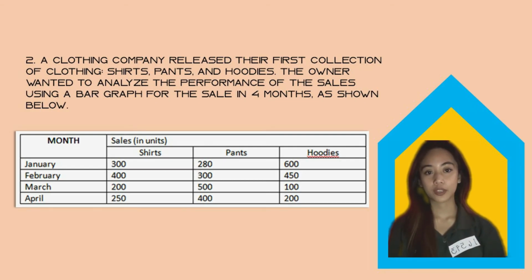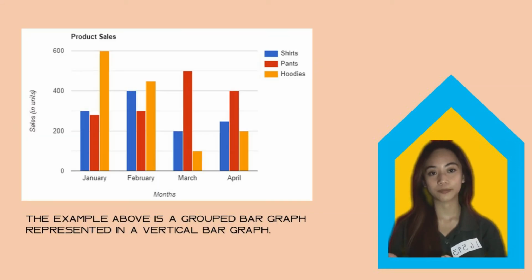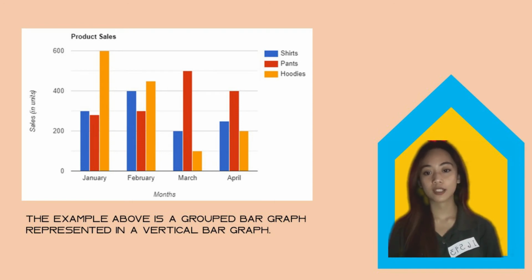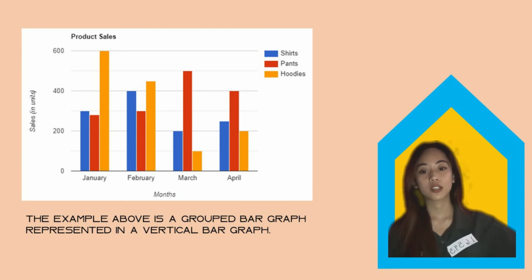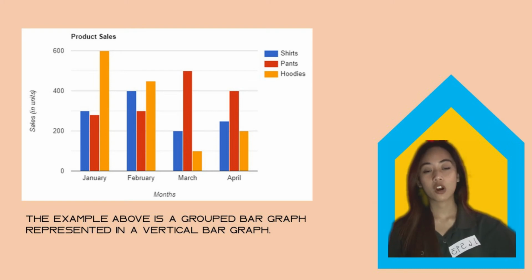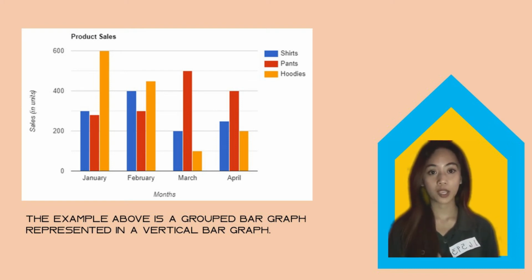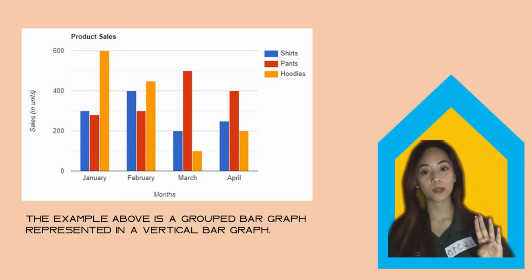Let us take a look at this example. A clothing company released their first collection of clothing: shirts, pants, and hoodies. The owner wanted to analyze the performance of the sale using a bar graph for the sale in 4 months, as shown here. So we already have the title, the horizontal and vertical axis. We already have labeled the horizontal axis. Since we want to find the sales for the months, the label would be months. And the names are January, February, March, and April, since there are 4 months for this problem.